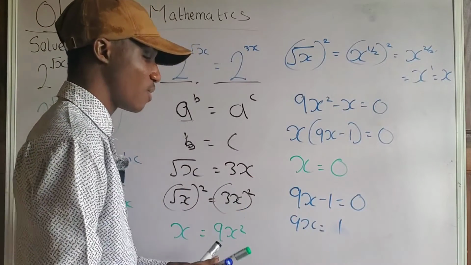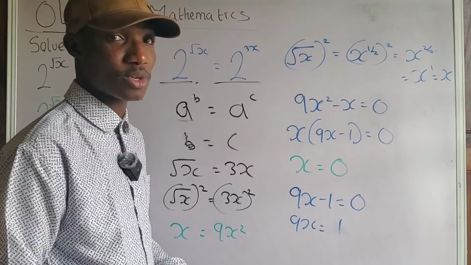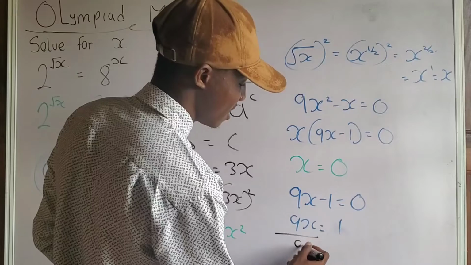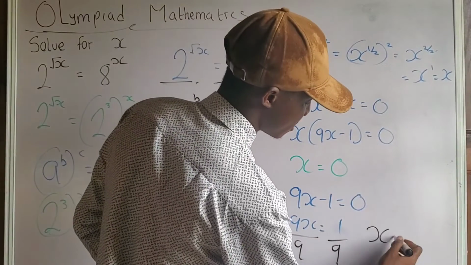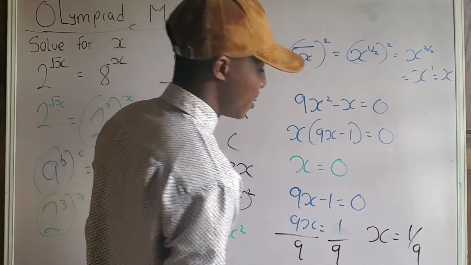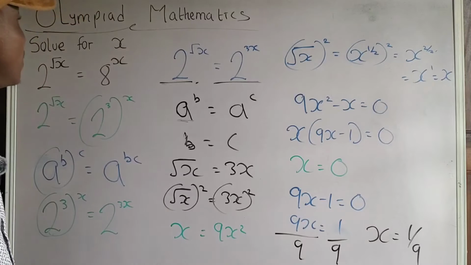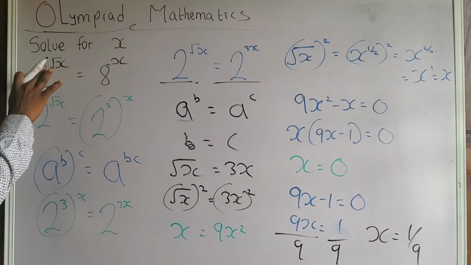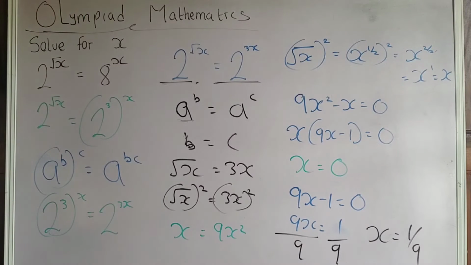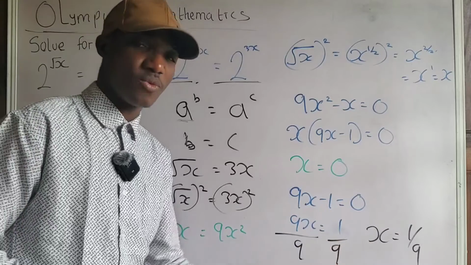Okay, so to get the value of x, what do you do? You divide both sides by 9. So I'm going to have this over 9 and this over 9. Hence, x is equal to 1 over 9. Do you understand? Okay, so the value of x in 2 raised to the power of root x equals 8 raised to the power of x is 1 over 9.